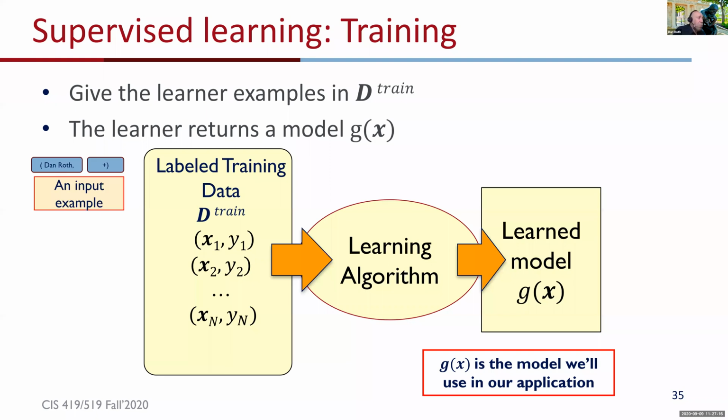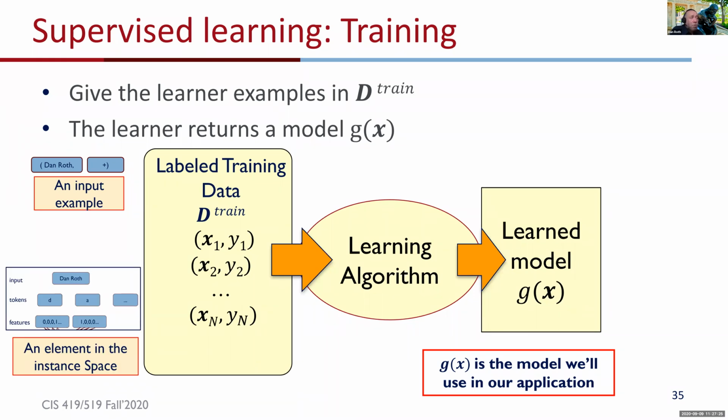So we started with an input example, then what was a plus, but really what the algorithm is going to see is not then what. It's going to see some encoding of then what. For example, if I take the character-based representation, I'm going to split the name into characters. I'm going to encode each character as what we call a set of features. And now the name then what becomes a vector in this Boolean space, zeros and ones. And this is an element in the instance space.